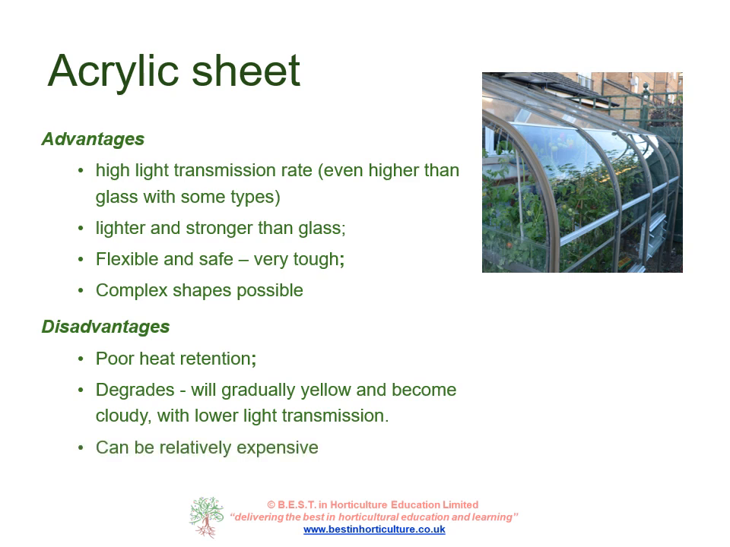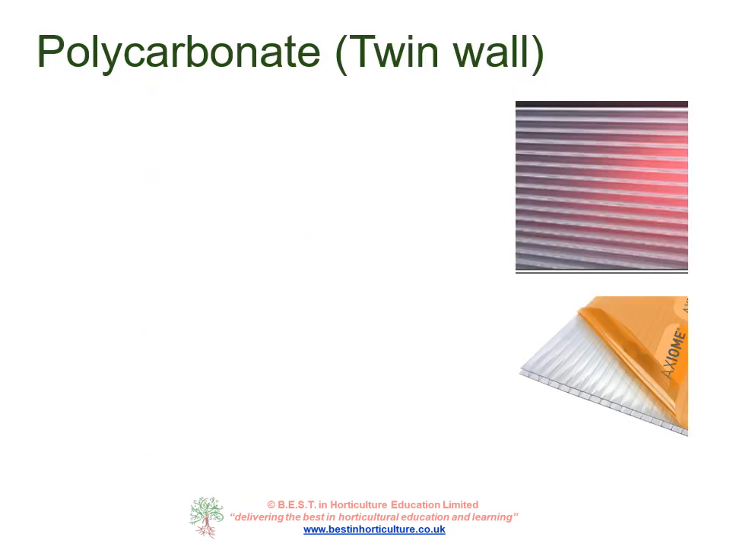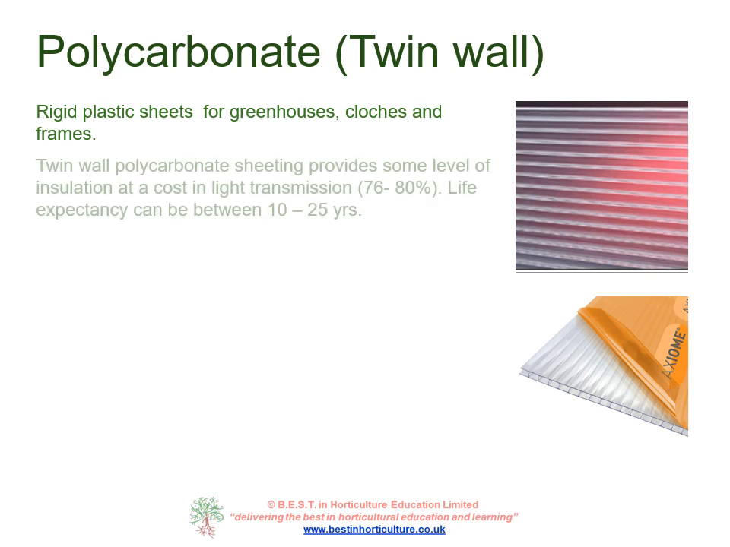It can also be relatively expensive compared with glass. And finally, polycarbonate or twin wall. These are rigid plastic sheets used in greenhouses, cloches and frames, and also in conservatories. Twin wall polycarbonate sheeting provides some level of insulation, at a cost though in light transmission. So light transmission is reduced down to 76 to 80%. Life expectancy can be between 10 to 25 years.